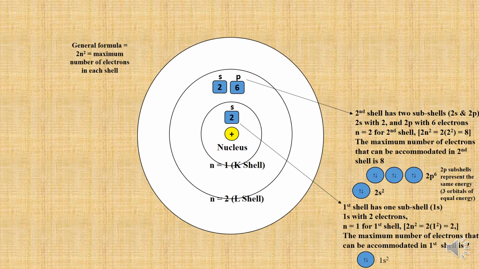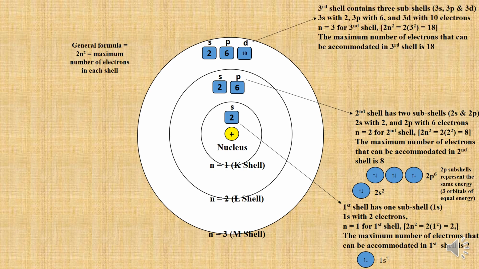This is followed by the third shell or the third energy level, also known as the M shell. The third shell has 2 electrons in the s orbital, 6 electrons in the p orbital, and 10 electrons in the d orbital. The third shell contains 3 subshells, 3s, 3p and 3d: 3s with 2, 3p with 6 and 3d with 10 electrons. So n is equal to 3 for the third shell. Therefore, the maximum number of electrons that can be accommodated in the third shell is 18.